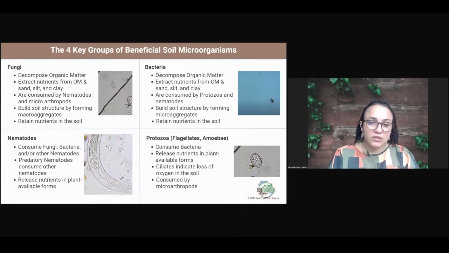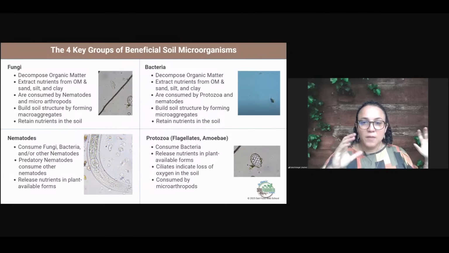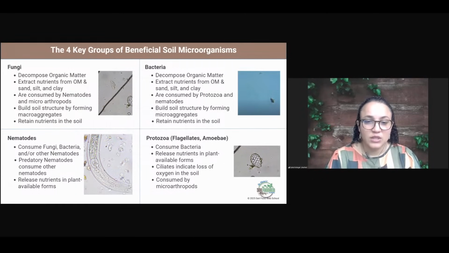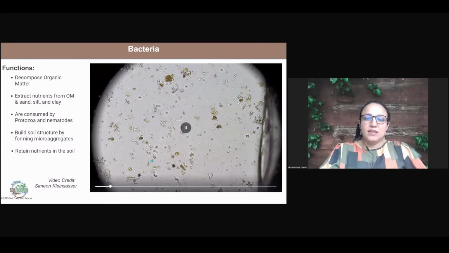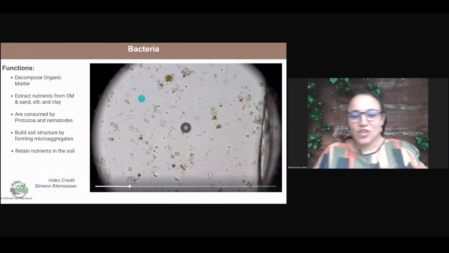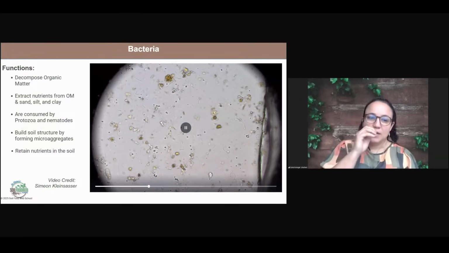The predatory nematodes are on the micro level. They are the top notch of the predator chain. And like all of the other groups, they release the nutrients in plant available form, helping retain the nutrients in the soil and contributing to a healthy soil food web. So I think that I covered a lot of these topics, but let's do a summary.